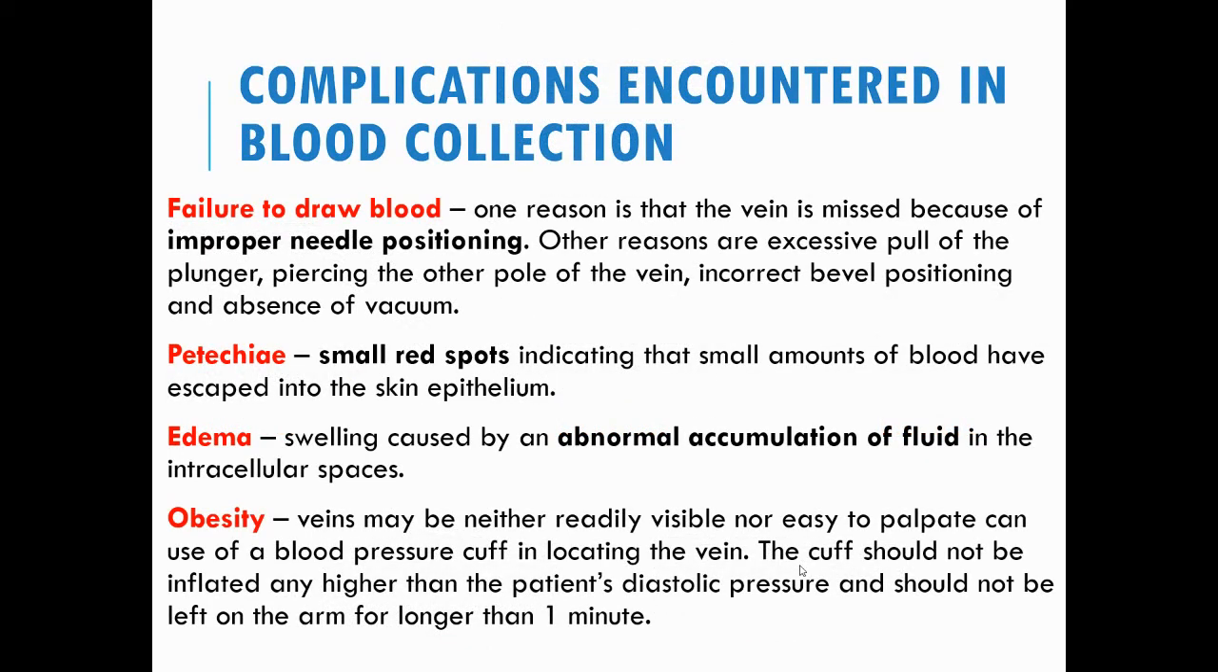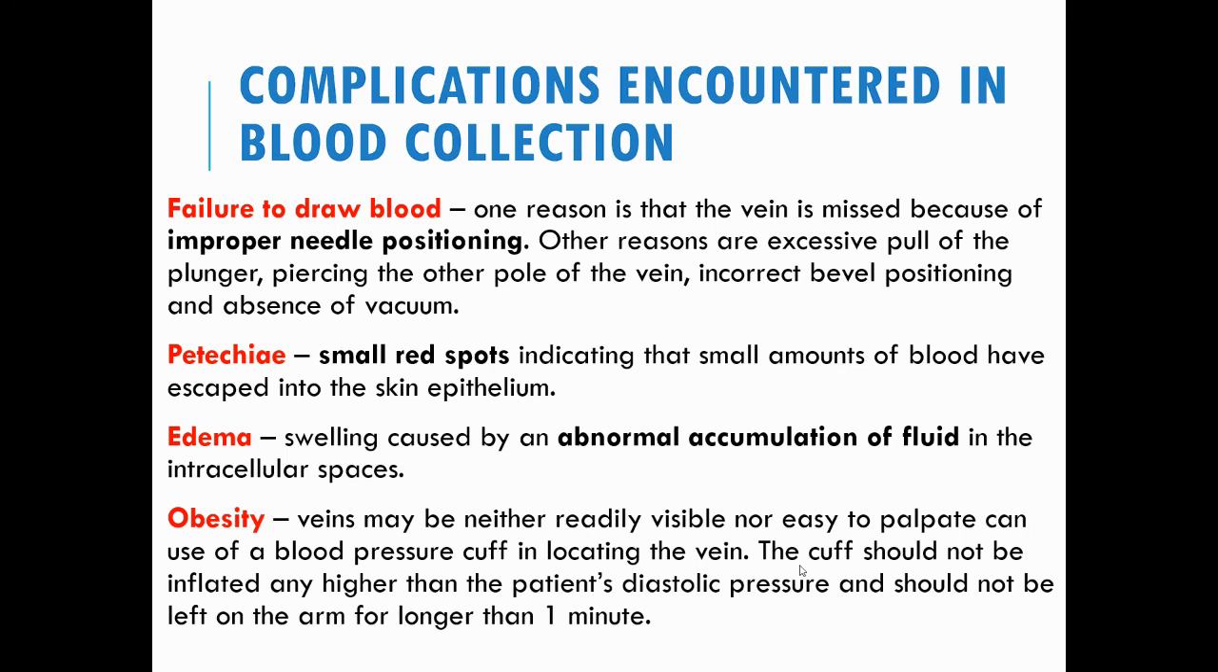So complications encountered in blood collection, failure to draw blood. One reason is that the vein is missed because of improper needle positioning. So that is an important practice when performing phlebotomy. Your needle should be properly positioned. Other reasons are excessive pull of the plunger for the syringe method or piercing the other pole of the vein, incorrect bevel positioning, and absence of vacuum.